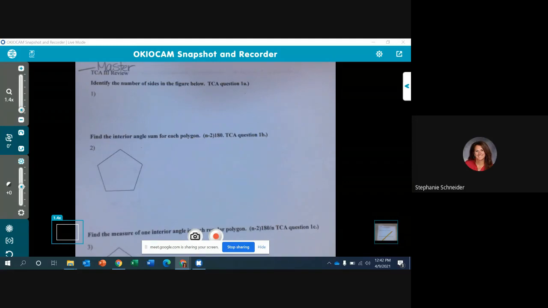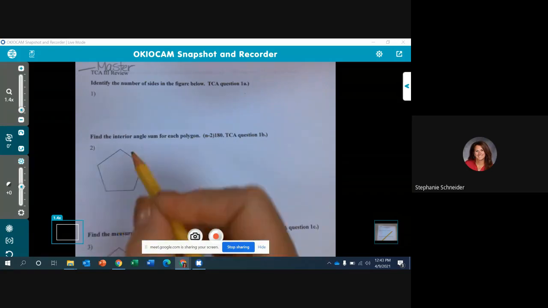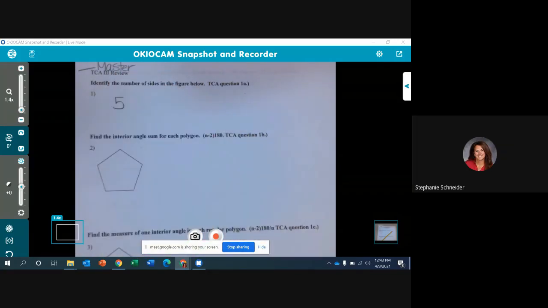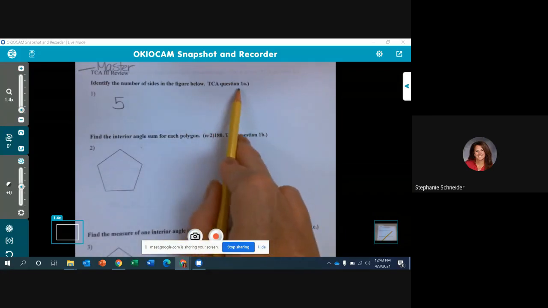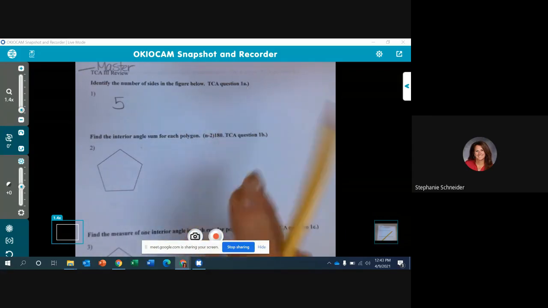Okay, so let's start off with number one. So, number one, we go back to the very beginning when we're talking about interior and exterior angles of polygons, convex polygons to be specific. So for number one, it says identify the number of sides in the figure below. All you have to do is count the sides. One, two, three, four, five. Okay, that's all you need to do for number one. And again, that corresponds with question 1A on the TCA.